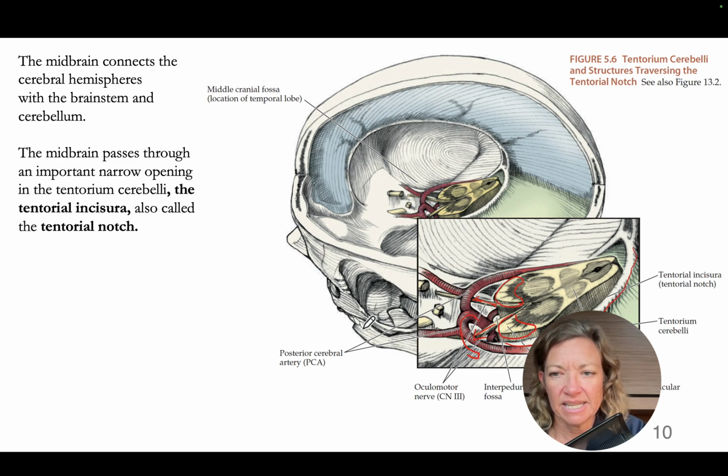So three things that are right at the edge, sort of the anterior or ventral edge of the midbrain, at the level of the tentorial incisure or tentorial notch: the cerebral peduncle, the oculomotor nerve, and the posterior cerebral artery.